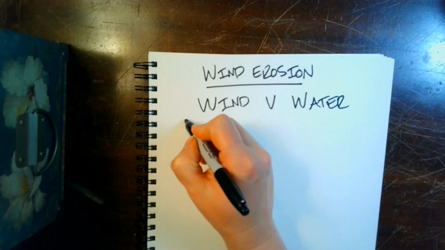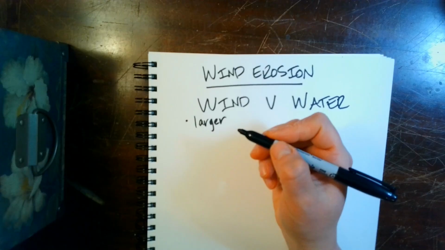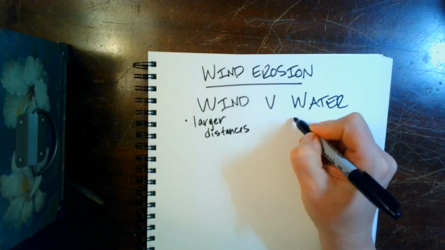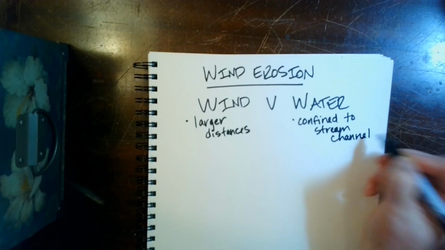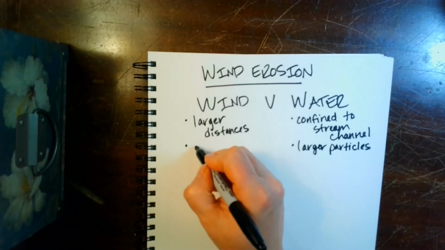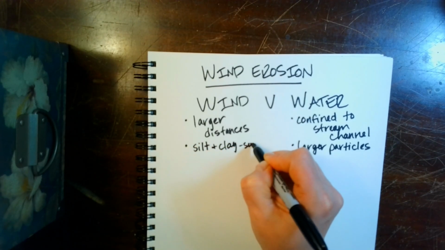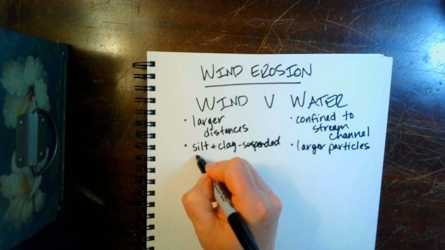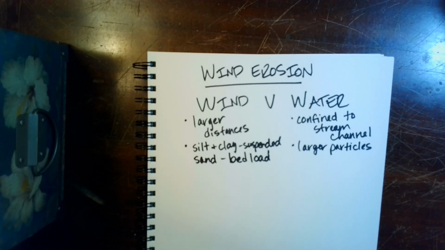The other big difference between wind and water erosion is that water is limited to the river valley that it is traveling through when it is eroding something and transporting it to a new location. Wind, on the other hand, can carry sediments and particles all over the earth. So it transports material much farther, both vertically and horizontally. That's why volcanic ash from Mount St. Helens ended up in Minnesota.